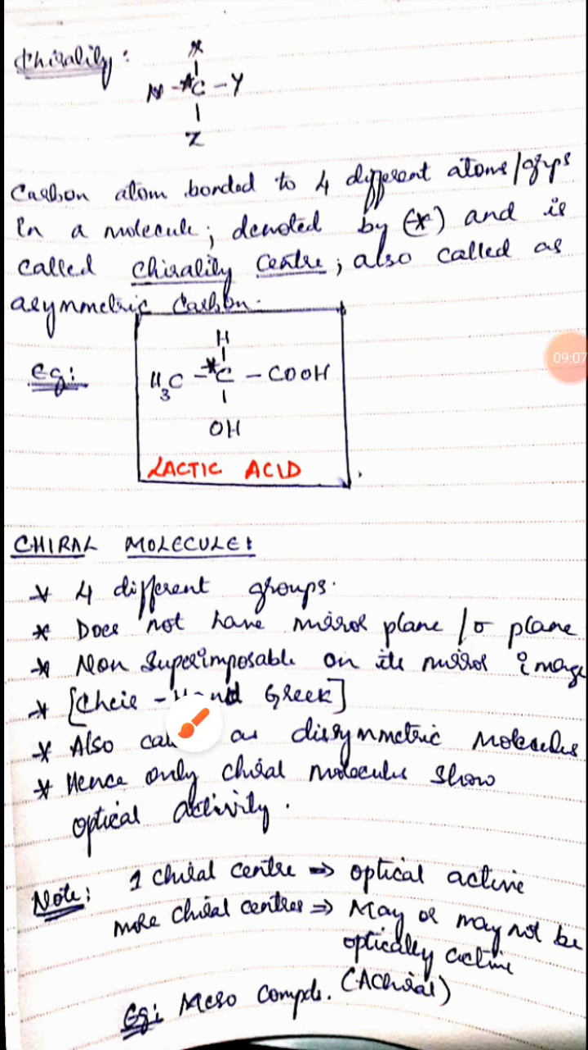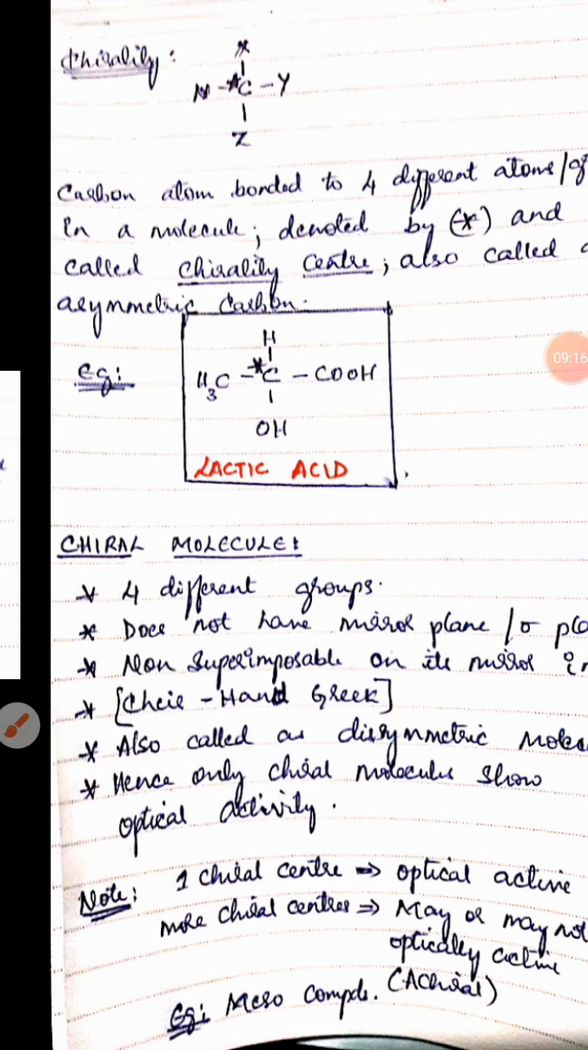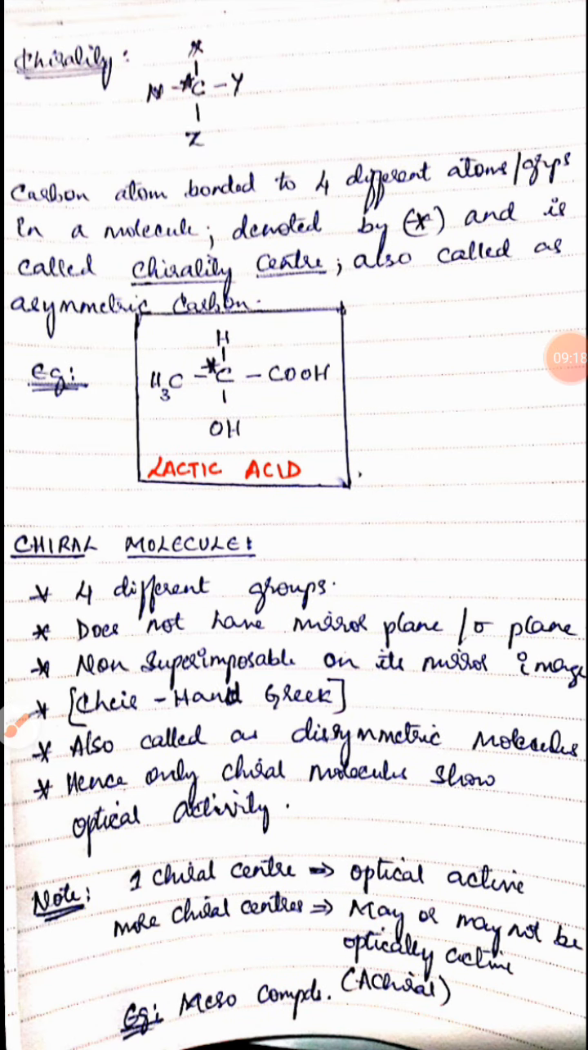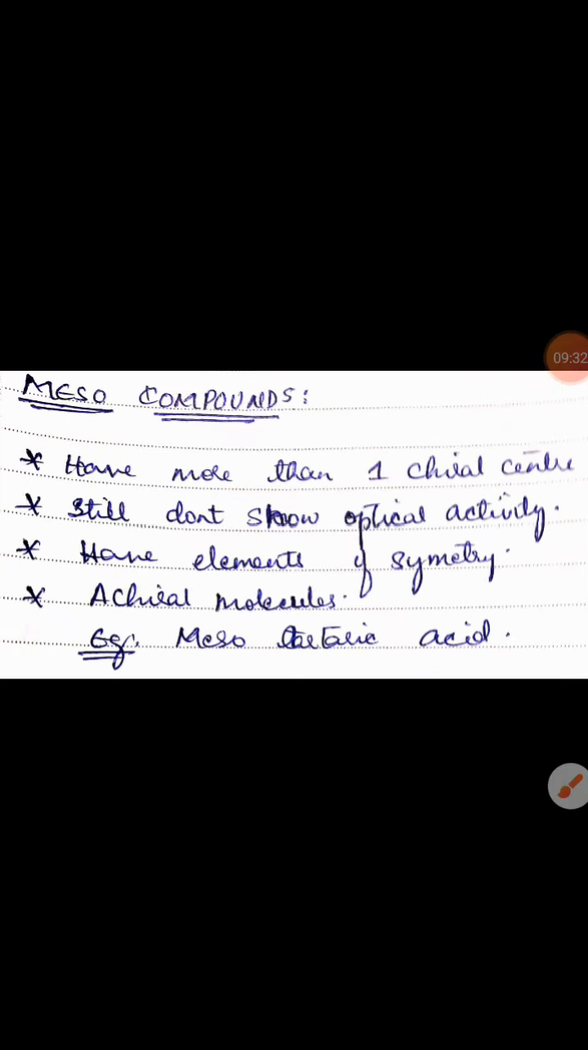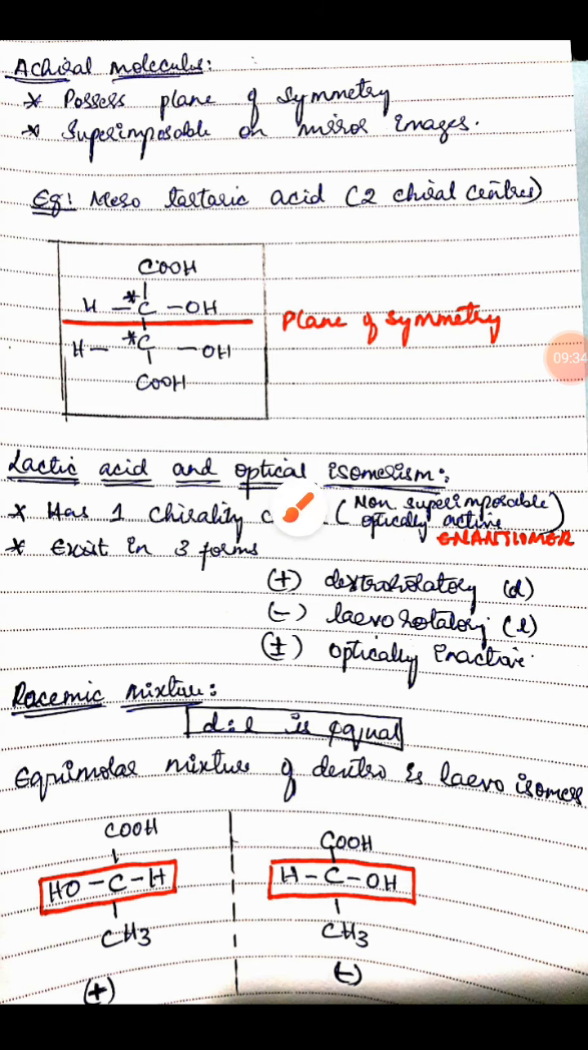Now, what is chiral? Chir comes from the Greek word for hand, and it is also called a dissymmetric molecule, and hence only chiral molecules show optical activity. That means that any substance that has one chiral center should be called optically active. But we have seen that in meso compounds, or Meso Tartaric acid, it has 2 chiral carbons.